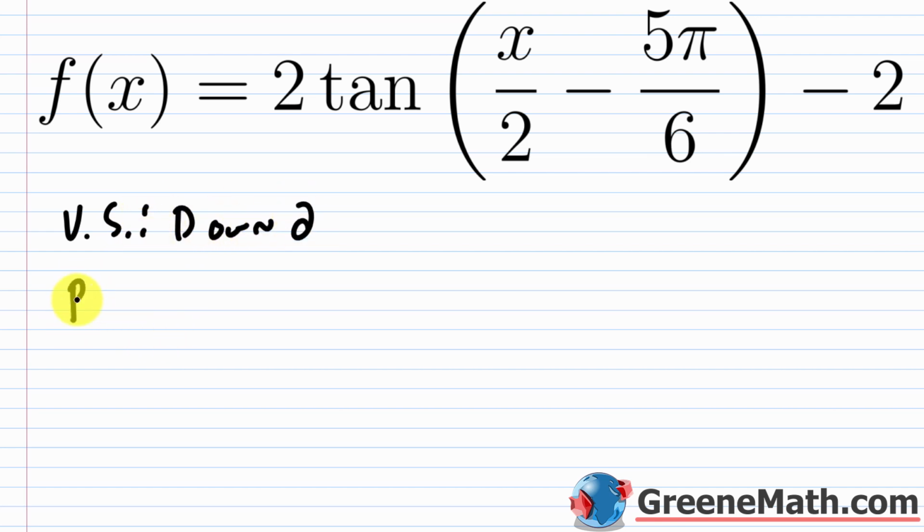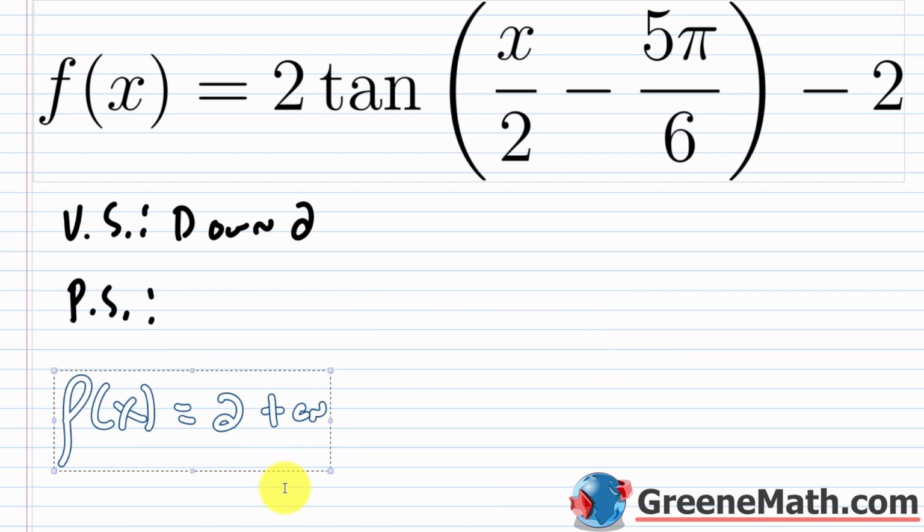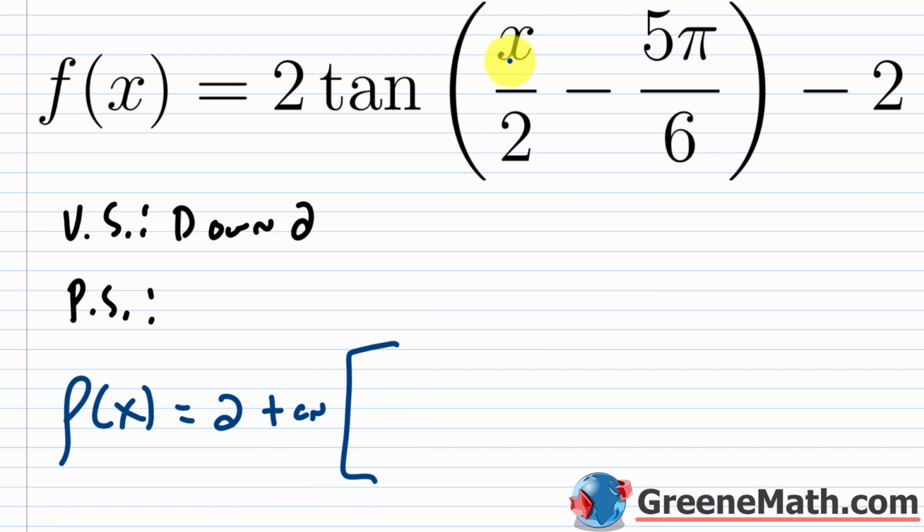And then the phase shift, this is the one that's tricky for a lot of people. You want to factor this. So you have f of x is equal to 2 tangent of, let me move this over here like this. I'm going to pull out the coefficient of x. So it's 1/2, so pull that out. So inside, you would have x here. Now, this is where everyone gets tripped up.